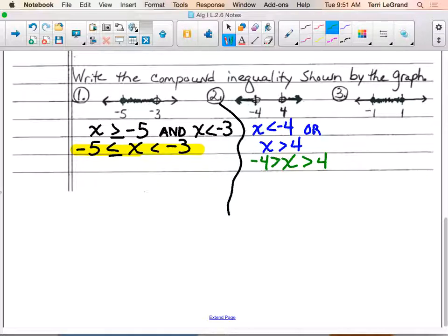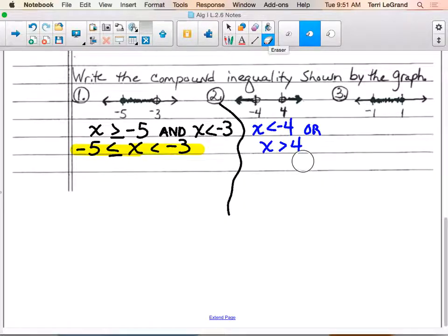-4 is greater than X, and X is less than 4. That's not gonna be how you would ever see it in an answer bank. So let's not get in the habit of writing them like that. Just use the word or. Okay, do the last one on your own. What would it look like?